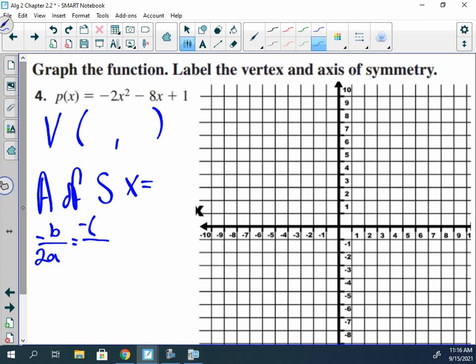So here we'll have negative what? Negative 8 over 2 times what? Well, negative 8 is just 8. The negative and negative make a positive. 2 times negative 2 would be negative 4. 8 divided by negative 4 is negative 2. So the x value of the vertex is negative 2. The axis of symmetry is x is equal to negative 2.